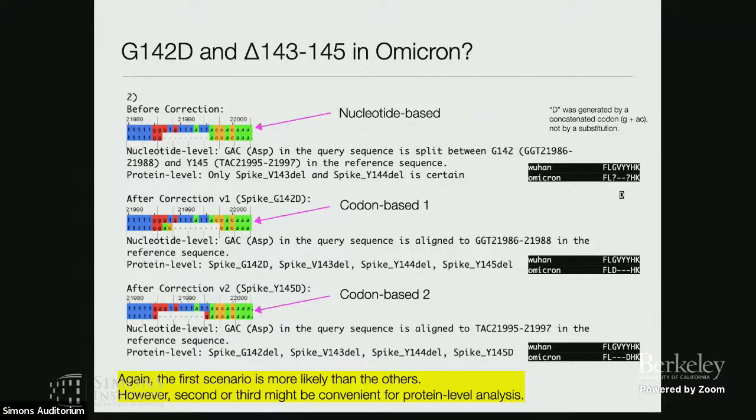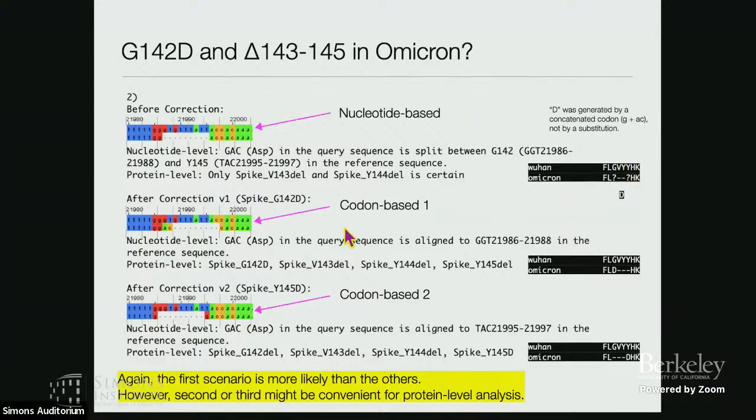At the nucleotide level, the change in this region can be very simple. Just 1 deletion, as in this alignment. The origin of amino acid D, aspartic acid, is easy to understand. This aspartic acid was generated by a concatenation of originally different codons. Here and here. Guanine plus adenine cytosine. These bases were originally used to code amino acid glycine and tyrosine in Wuhan strain. So this change was not a point mutation, but a deletion and concatenation of codon.